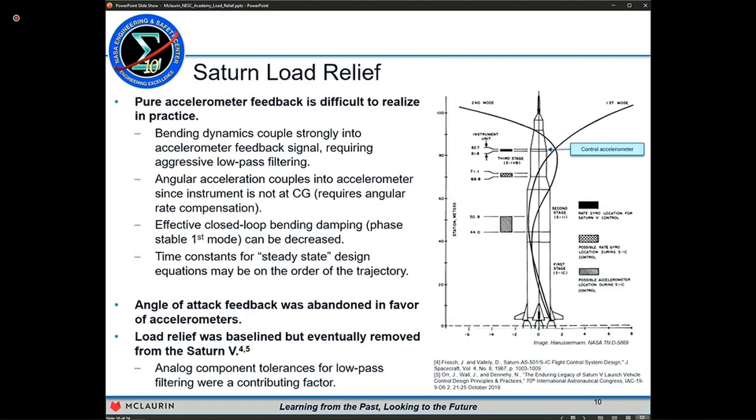All right. So load relief in Saturn. It was shown during Saturn I, Saturn IB, and then subsequently in Saturn V that pure accelerometer feedback is actually really difficult to stabilize. And the reason is it's not a perfect accelerometer located at the center of mass. The bending dynamics are strongly coupled into the accelerometer feedback signal.